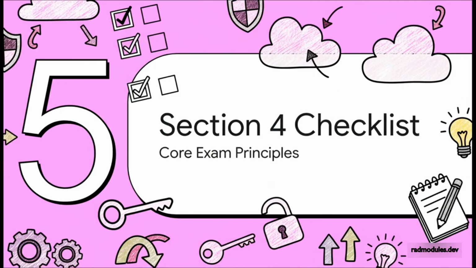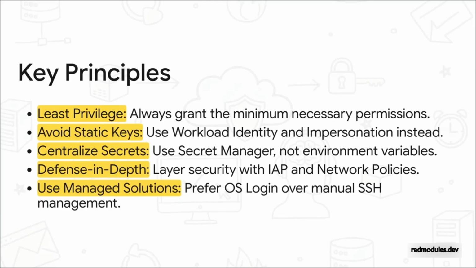Phew, that was a lot of ground to cover. So let's bring it all together with a quick checklist of the big ideas you absolutely need to remember. Okay, here it is. If you remember nothing else, remember this. 1. Least privilege, always. Give the minimum permissions needed. 2. Say no to static keys. Use modern patterns like workload identity and impersonation.